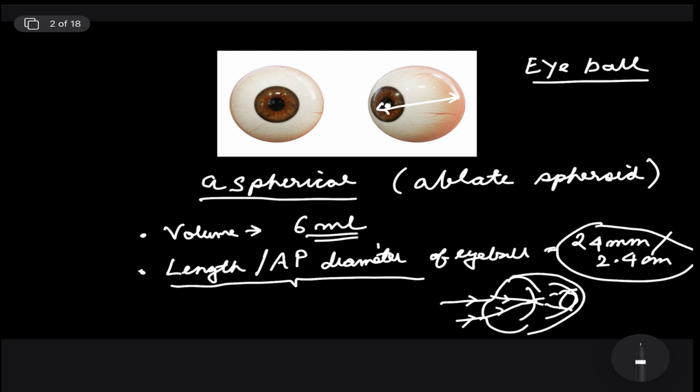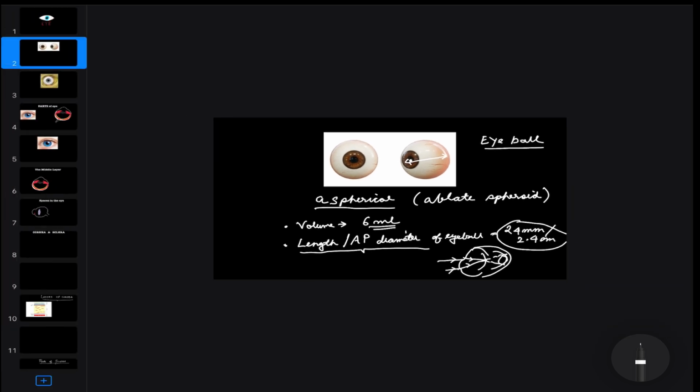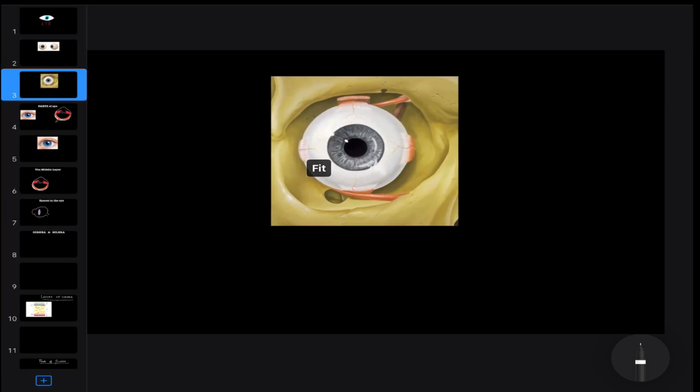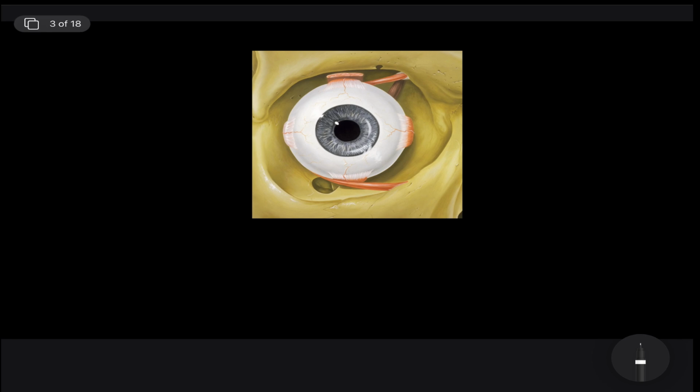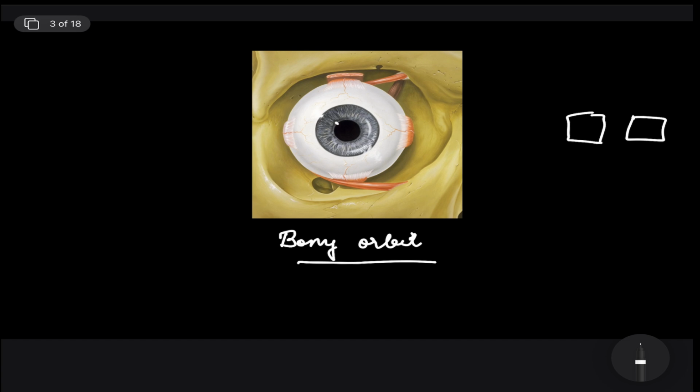Now, what exactly is the eyeball situated in? As we can see from this image, the eyeball is situated in a bony orbit. We have all seen the pictures of the human skull, and we have seen that the human skull has those sockets for the eyeball. Those sockets are what we say to be the orbit, right? The eyeball is lodged inside it.